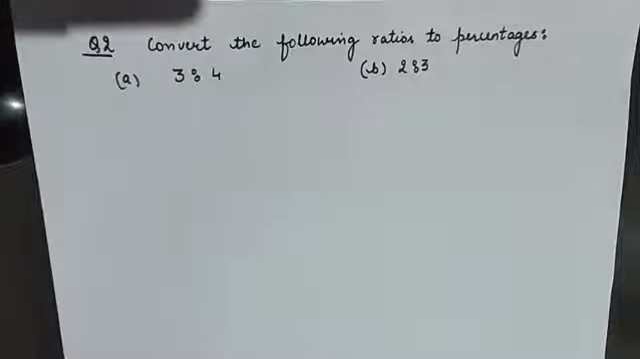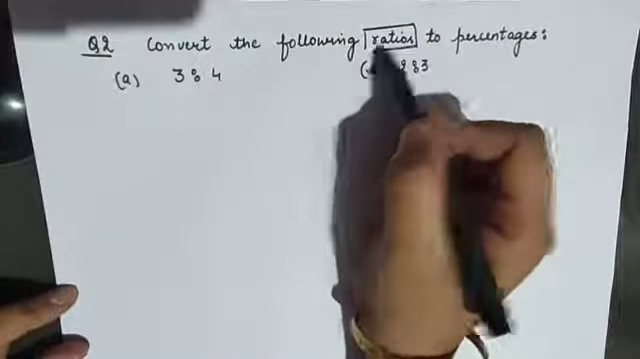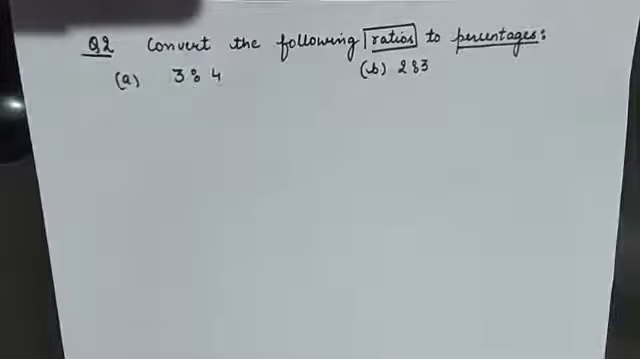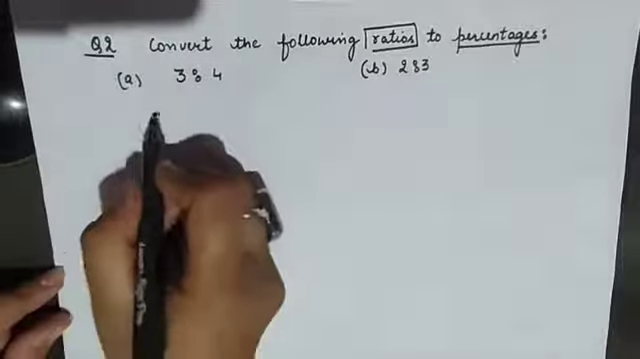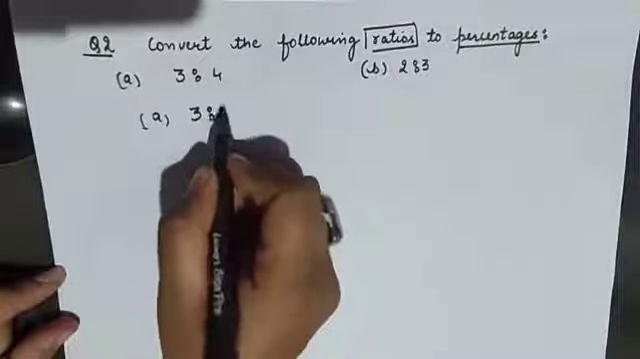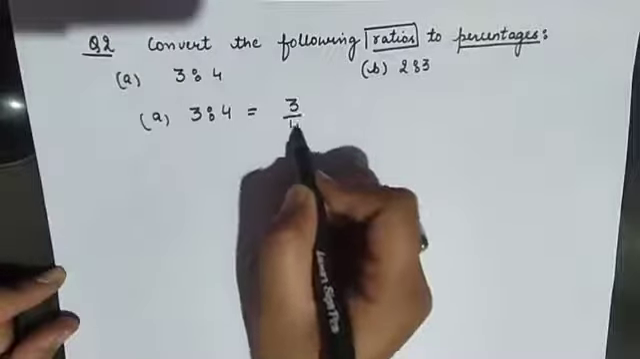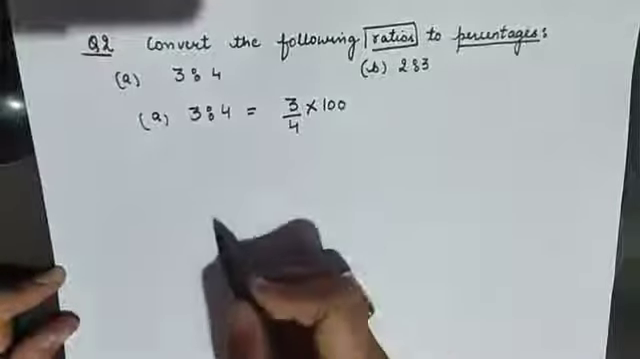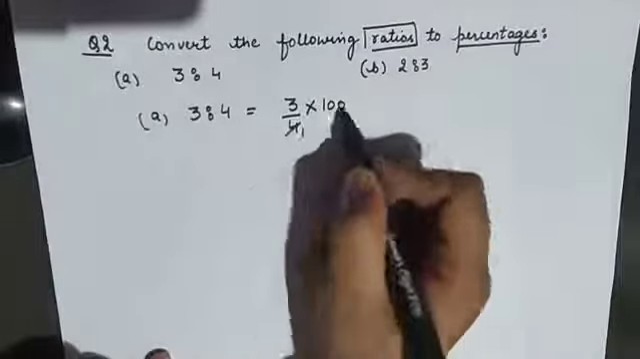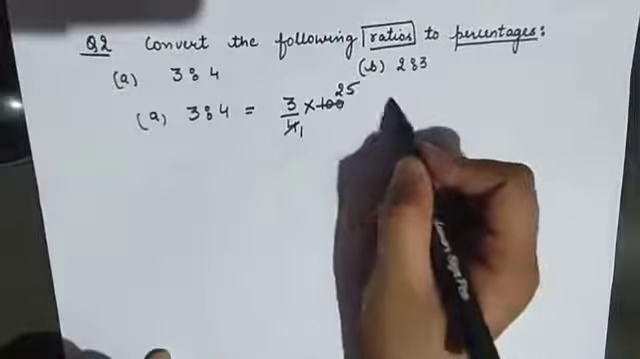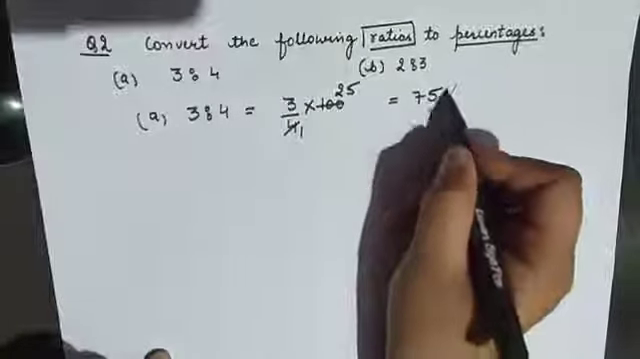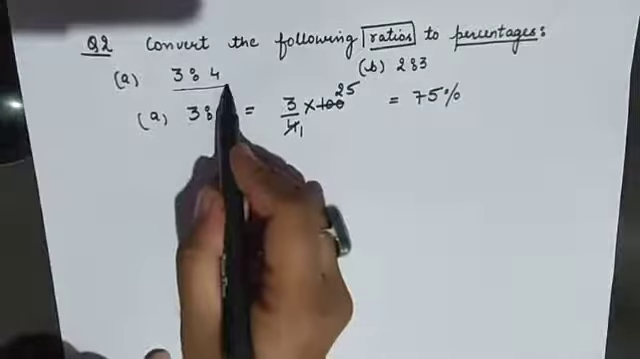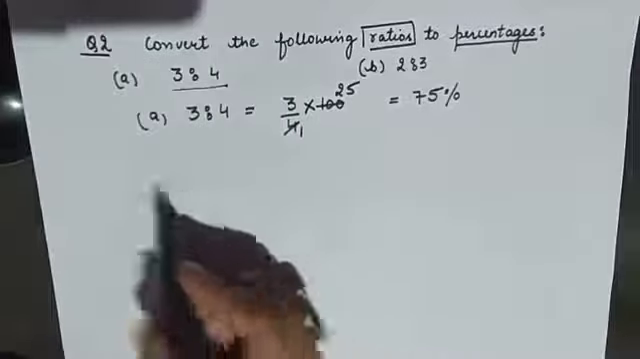Students, let us see question number 2. In question number 2, you have to convert the following ratios to percentages. As you know, if I have to convert my ratio into a percentage, firstly I will write it in the form of a fraction and multiply it by 100. So 4 ones are 4, 4 twenty-fives are 100, so the answer will be 75%. So if 3:4 is given to you, it will be equal to 75%.